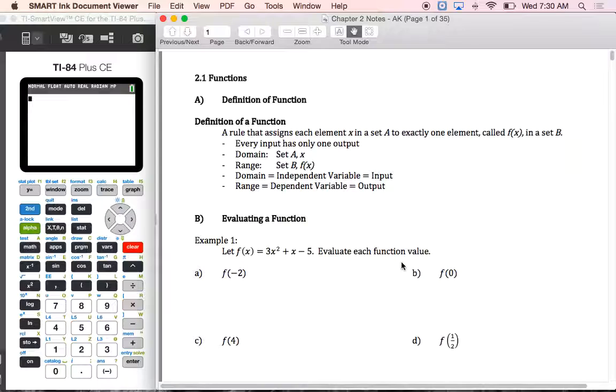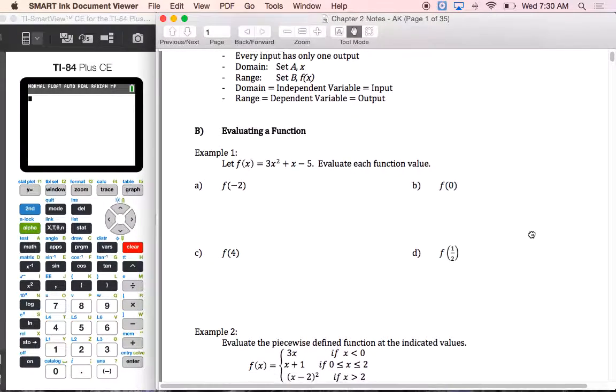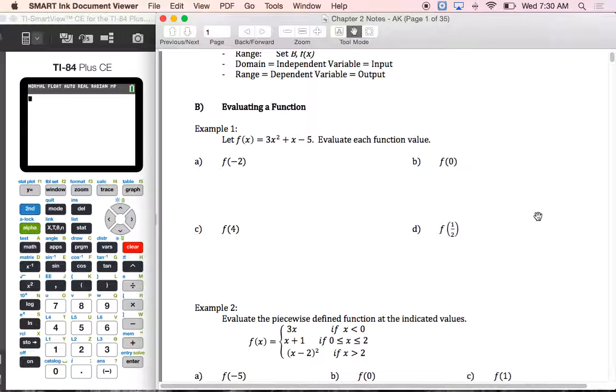Okay, now first off, when it says evaluating a function, f of x is just a fancy way to write y. So we are saying y equals 3x squared plus x minus 5 is our equation. If I want to figure out what my answer is going to be, we are plugging in for a -2 wherever we see an x in our function. So we're going to write it as 3 times -2 squared plus -2 minus 5. So you're just going to type that into your calculator.